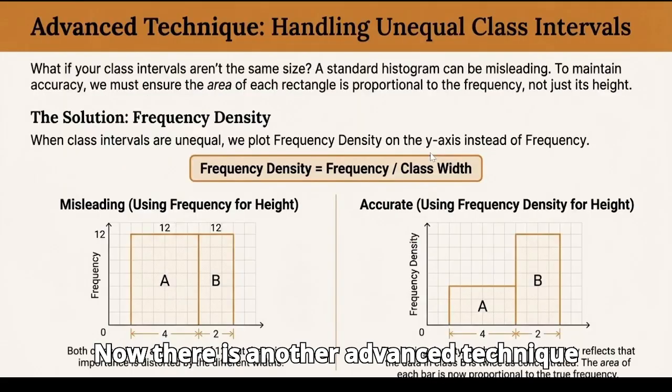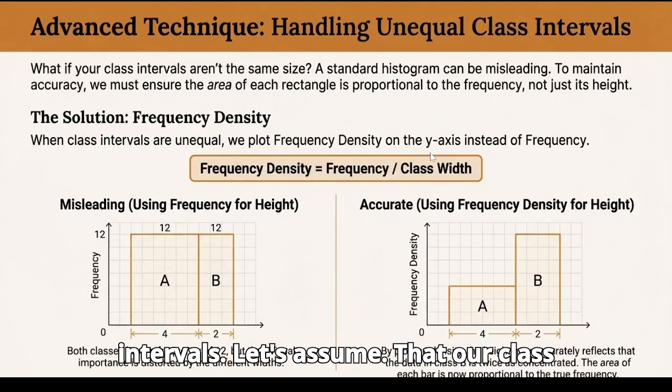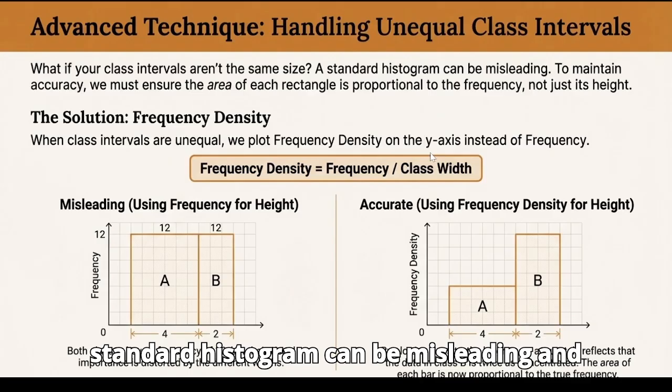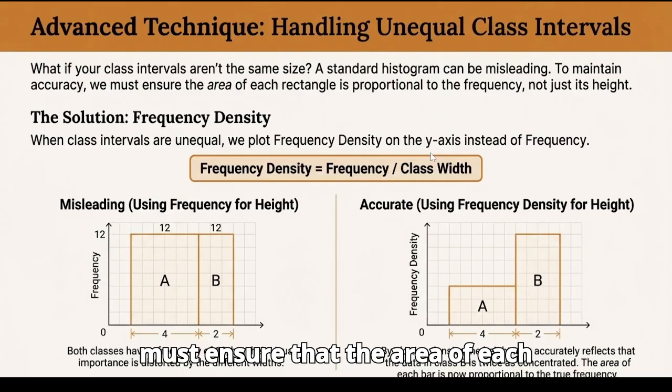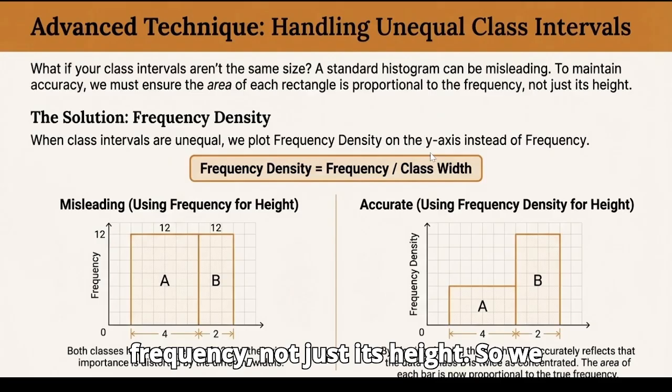Now, there is another advanced technique which is handling unequal class intervals. Let's assume that our class intervals aren't of the same size. A standard histogram can be misleading and we want to maintain accuracy, so we must ensure that the area of each rectangle is proportional to the frequency, not just its height.